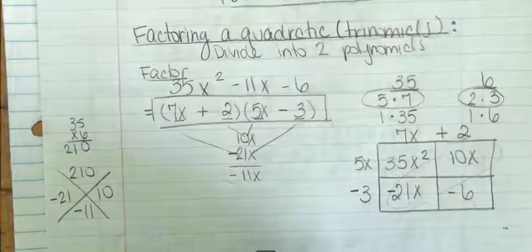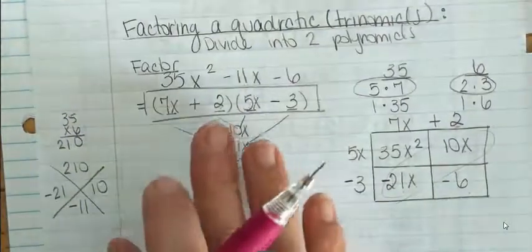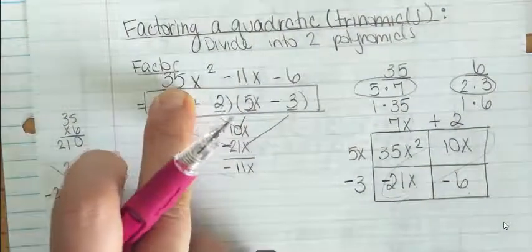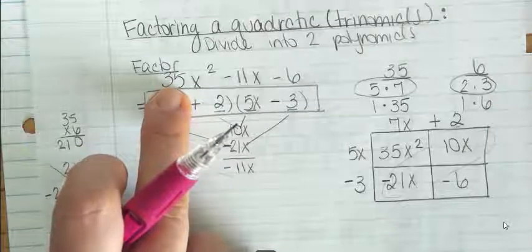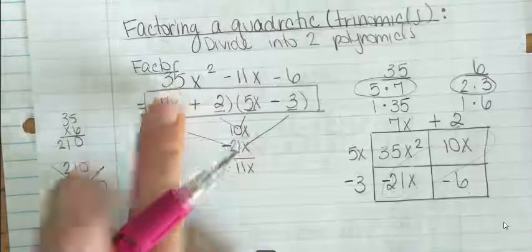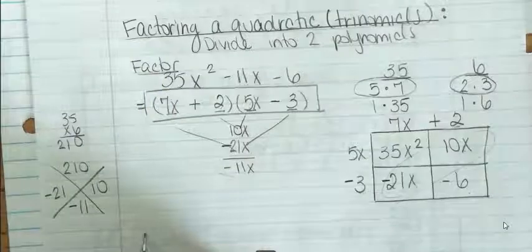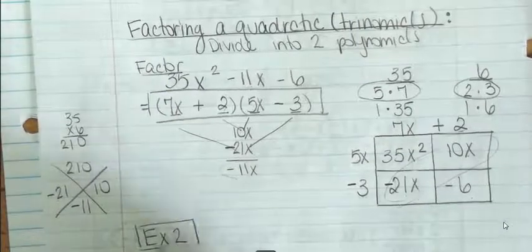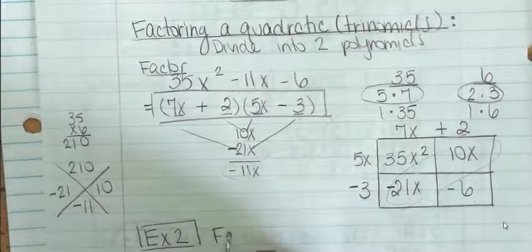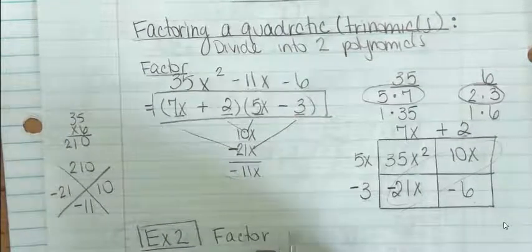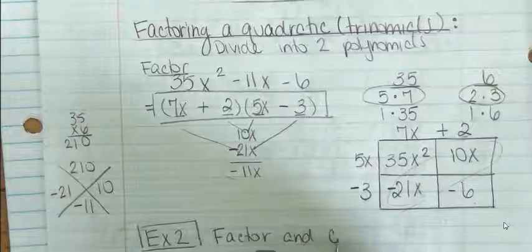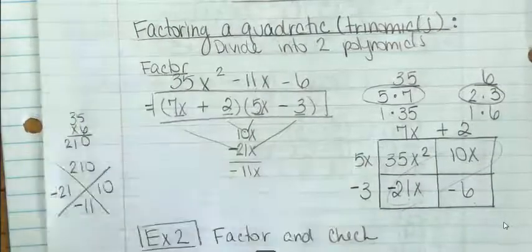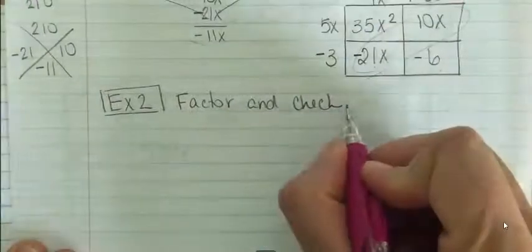All right, so let's do some more examples of this. This is probably one of the most challenging, where your coefficient of x squared is not 1. So we'll start off with an easy one. We'll do this as example 2. We're going to do factor and check. There's no reason to ever get these wrong. You can always check by going back through and remultiplying the polynomials.